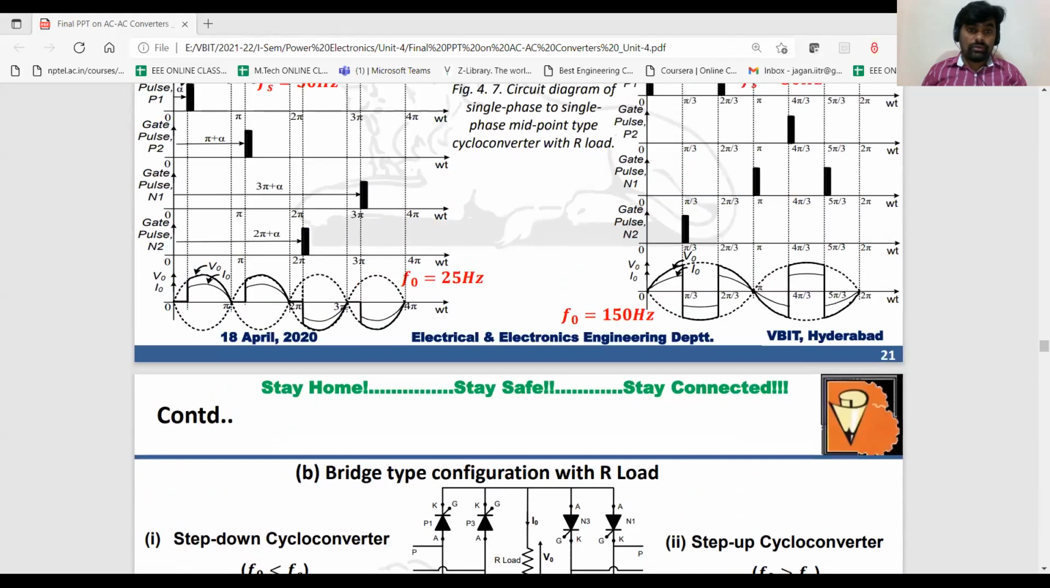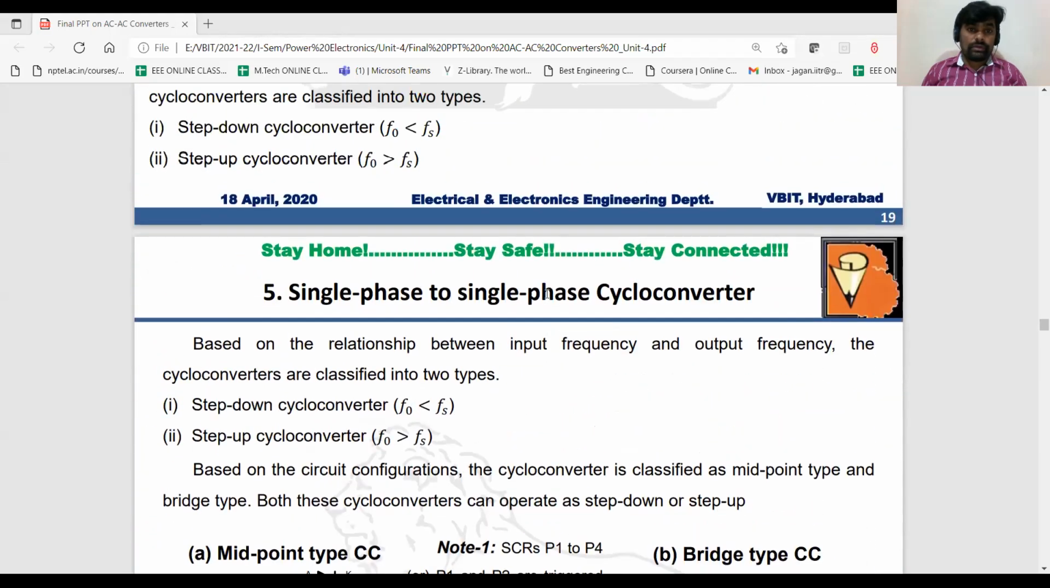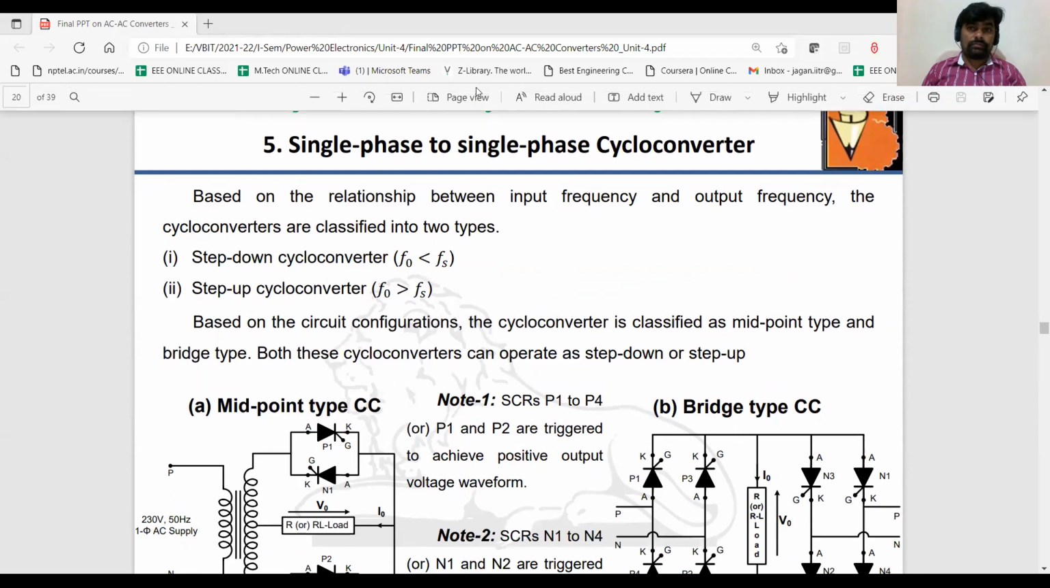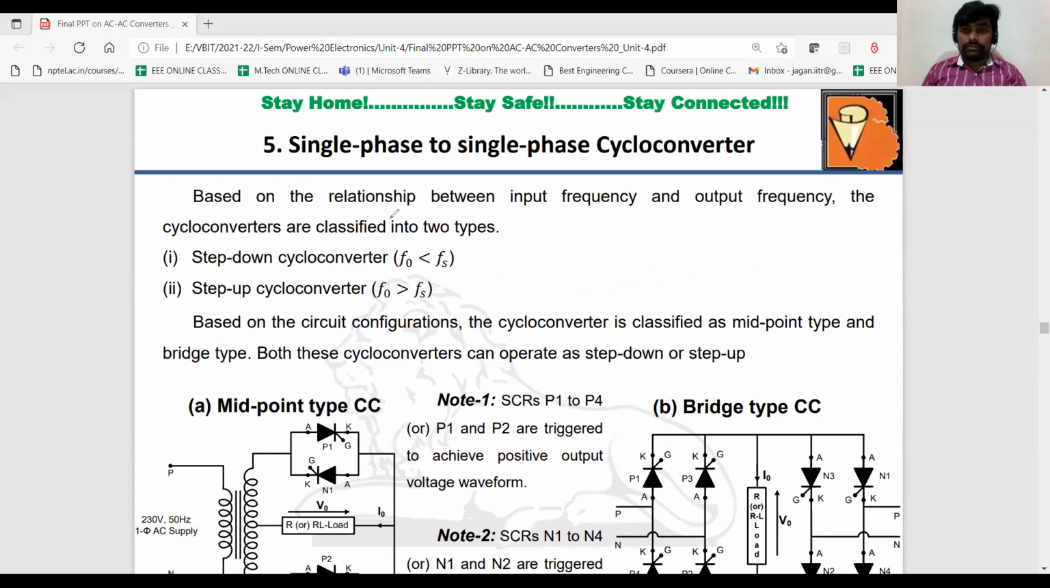Before starting the simulation process, let me give an overview of this cyclo converter. You can see a cyclo converter is a device which converts fixed AC to variable AC with variation in voltage as well as frequency. Based upon the relationship between the input frequency and the output frequency, a cyclo converter can be a step down cyclo converter or a step up cyclo converter.